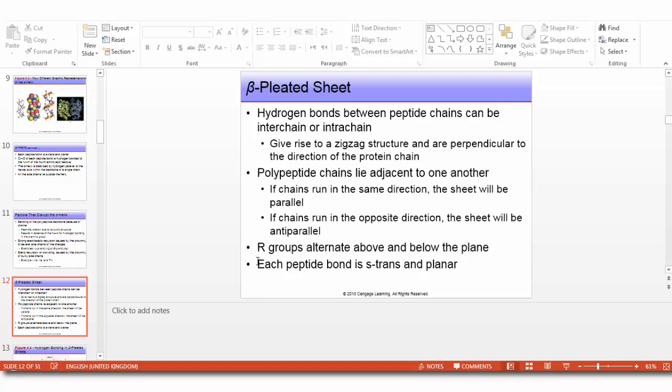Again, when alternating chains run in opposite directions, an anti-parallel pleated sheet is formed. The hydrogen bonding between peptide chains in the beta sheet gives rise to a repeated zigzag structure, as I said. Hence the name pleated sheet. The R groups alternate above and below the plane. Each peptide bond is trans and planar.